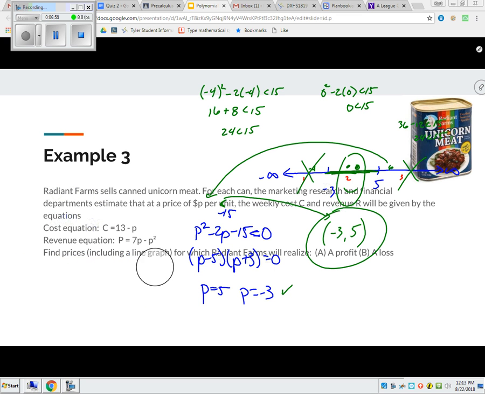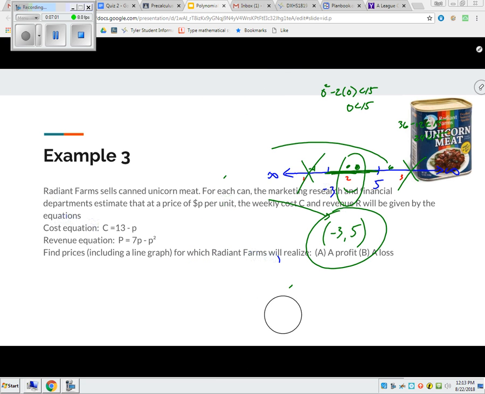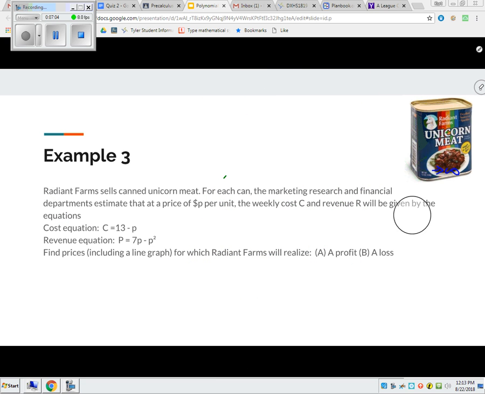Let's try one more of these. Let's try a word problem. I picked one that I didn't think was going to come out very nice. Radiant Farms, they sell canned unicorn meat. For each can, the marketing, research, and financial departments estimate that at a price of p dollars per unit, the weekly cost C and revenue R will be given by these equations. Uh-oh, I left a little R off there. This should be an R, not a P. I'm just going to find where it makes a profit.